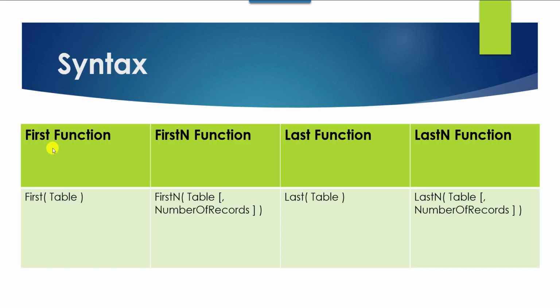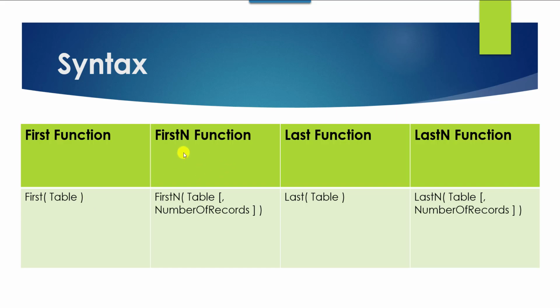PowerApps First function returns the first item of a data source or table. The First function returns a single record or an item. Here you can see the syntax of the First function is First(table). Here table is required, you need to specify the table name.